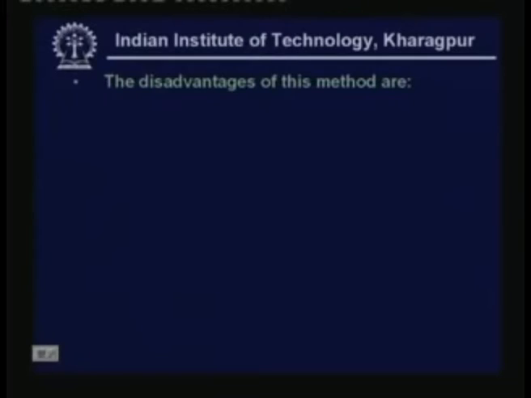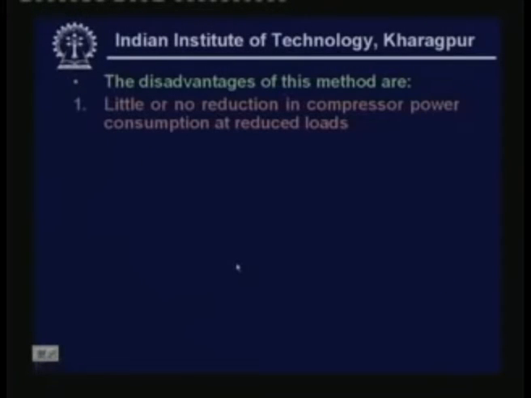As I said, this is an effective method for controlling the capacity, but obviously this method has certain disadvantages. What are the disadvantages of this method? First disadvantage is there is little or no reduction in compressor power consumption at reduced loads. This is one important thing which you have to keep in mind. That means, what is the performance of the system at part load conditions? Ideally we would like to maintain the same COP under all load conditions.